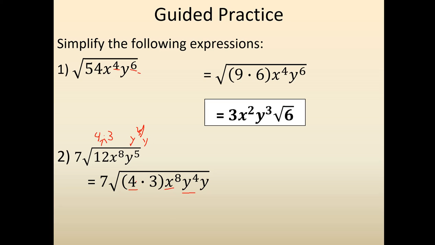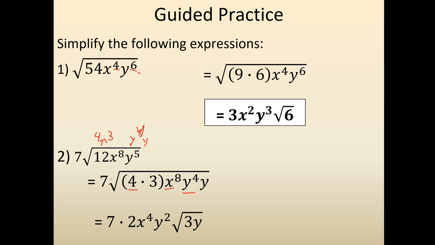So the square root of 4 is 2. The square root of x to the eighth is x to the fourth. And the square root of y to the fourth is y squared. So I'm going to be left with this. The 3 and the y remain under the radical.